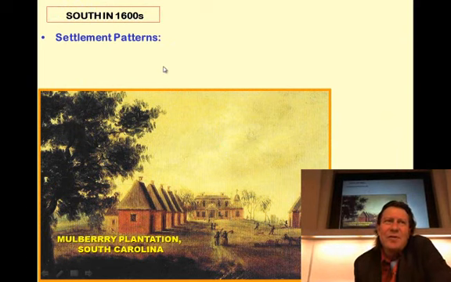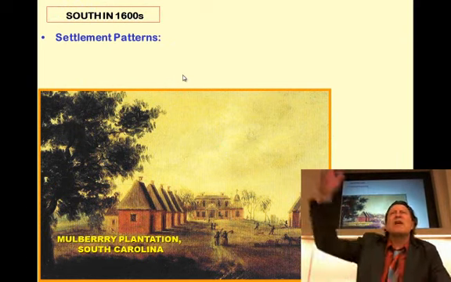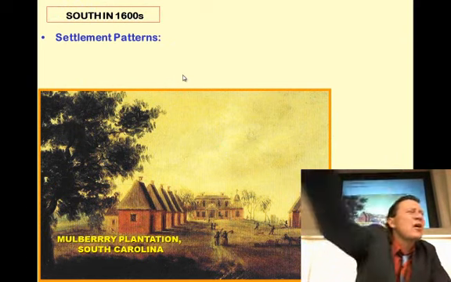Now, on to this subject. Settlement patterns. We're going to compare settlement patterns north and south. Settlement patterns in the southern colonies. That's the way society lays itself out, the way society gets structured physically and the geography.